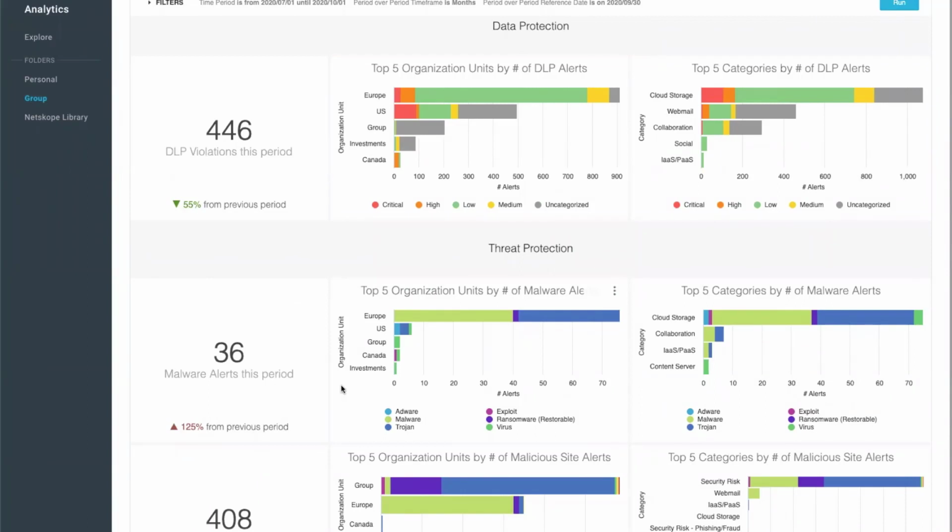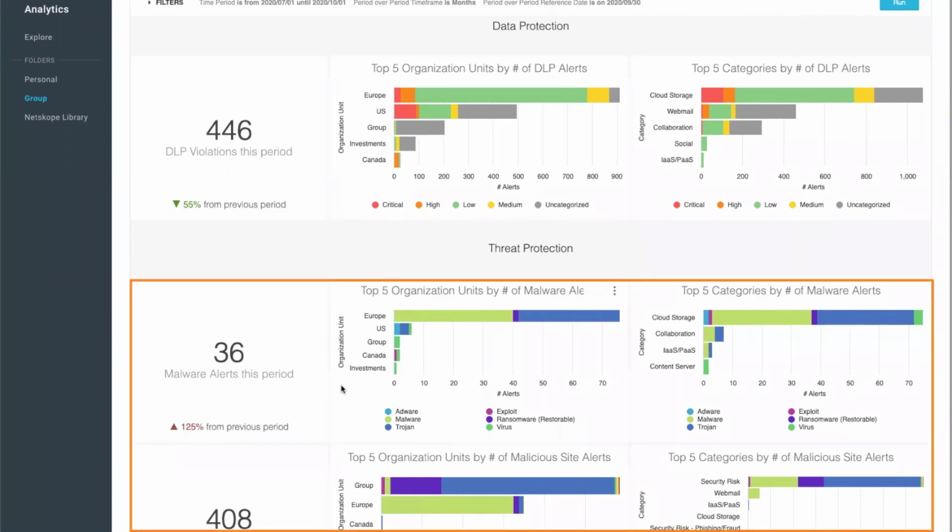The next section focuses on threat protection, and this is broken across 2 types of threat protection. So you have your malware alerts, and then you have your malicious site alerts. And again, broken down by the OUs based on malware alerts and malicious site alerts, and then also the categories of malware alerts and malicious site alerts. So again, you've got that good visibility into this from a threat protection perspective.